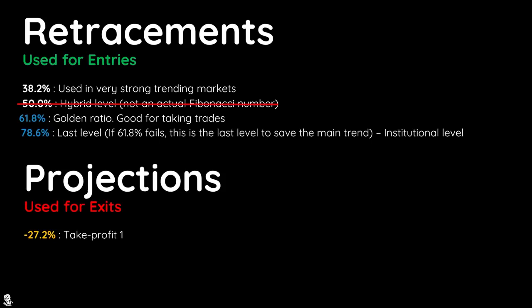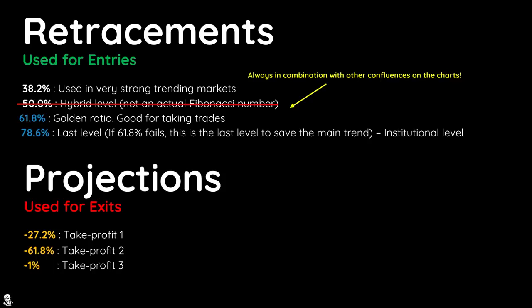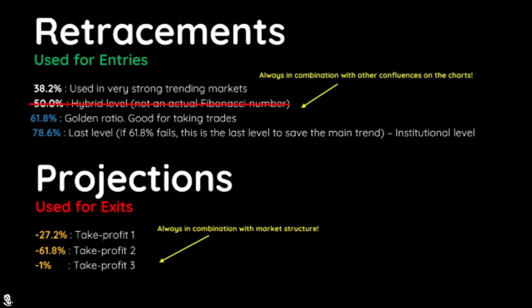So first one is the minus 27.2%, a potential take profit 1, second minus 61.8, potential take profit 2, and minus 1, potential take profit 3. Remember, always use them in combination with other confluences on the chart. Always in combination with raw market structure. So what it means, never rely solely on the Fibonacci retracements or projections.